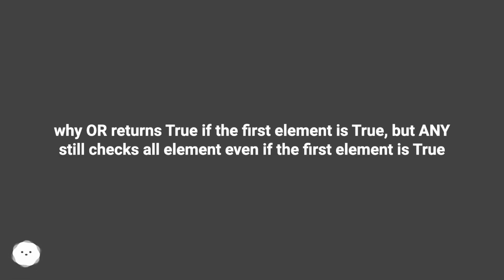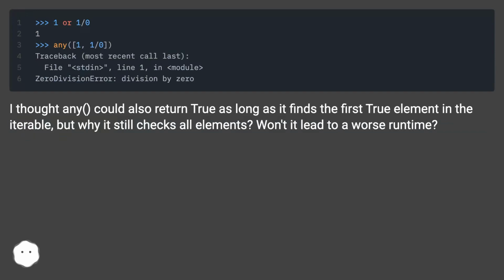Why does all return true if the first element is true, but any still checks all elements even if the first element is true? I thought any could also return true as long as it finds the first true element in the iterable, but why does it still check all elements? Won't it lead to a worse runtime?